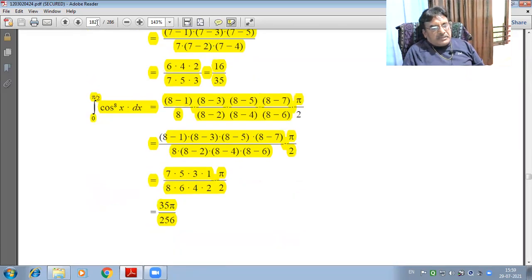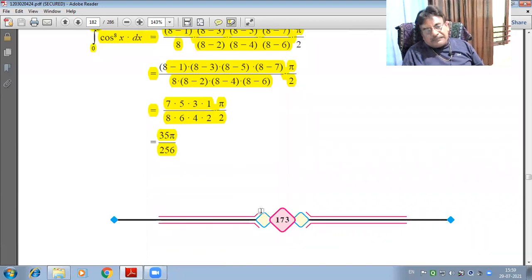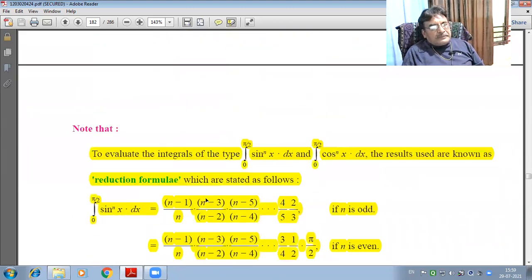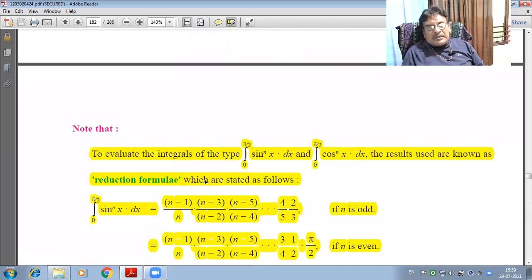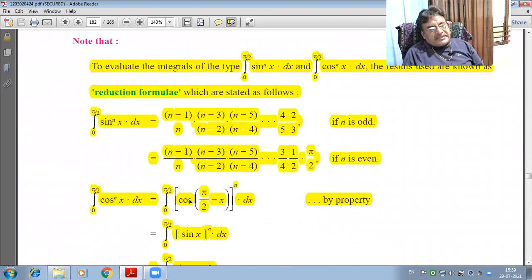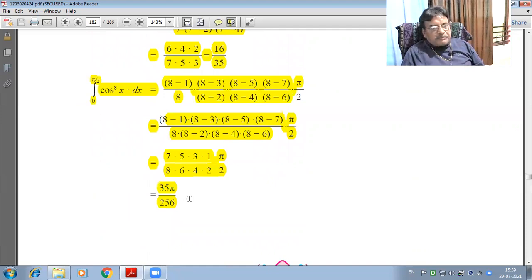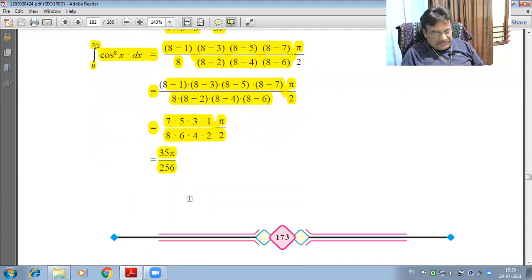Here, page number 173 in the board book. Reduction formula. This complete page is deleted on page number 173.